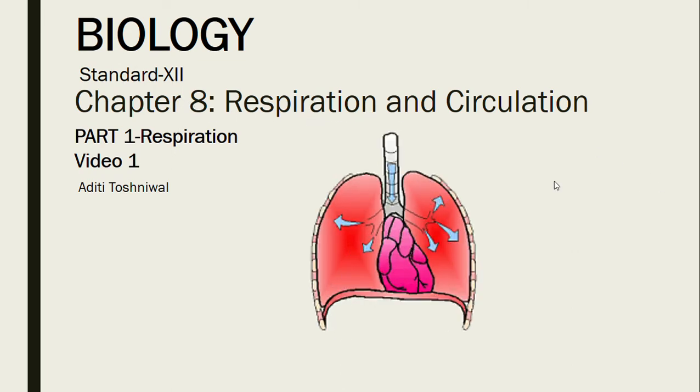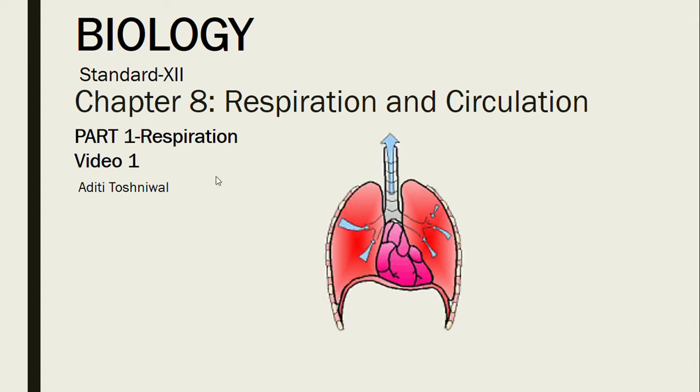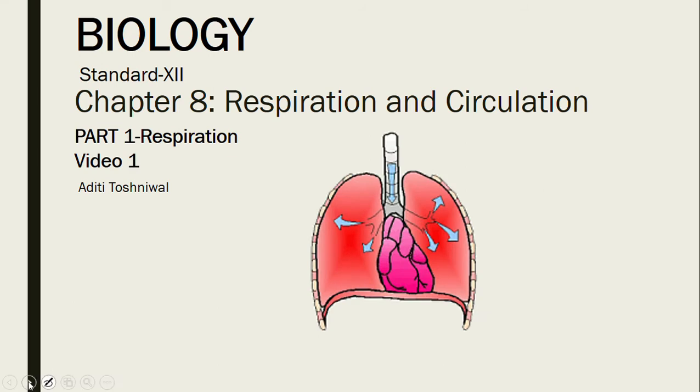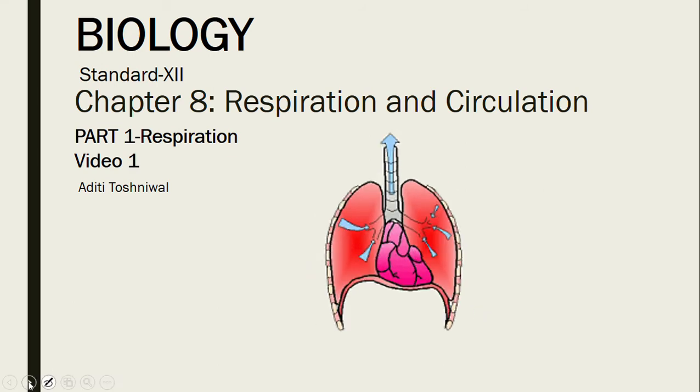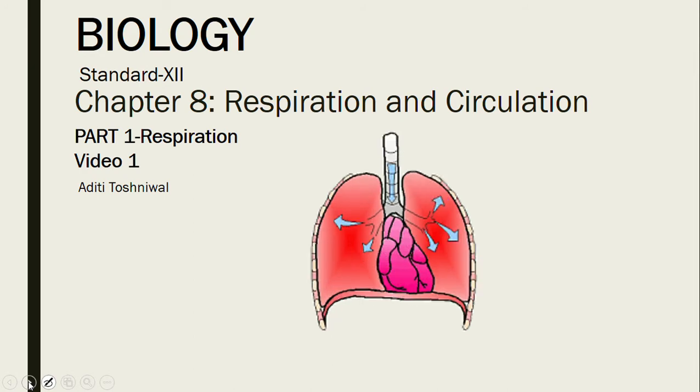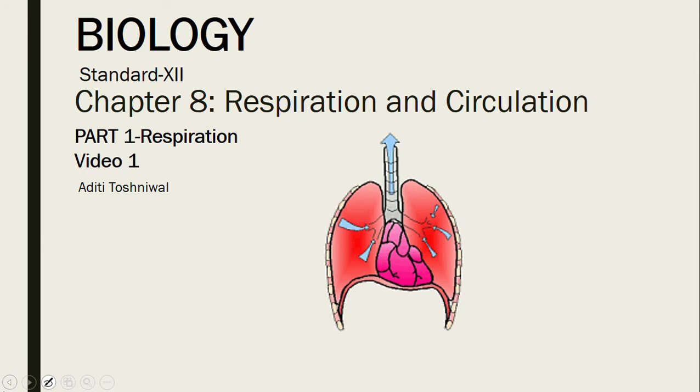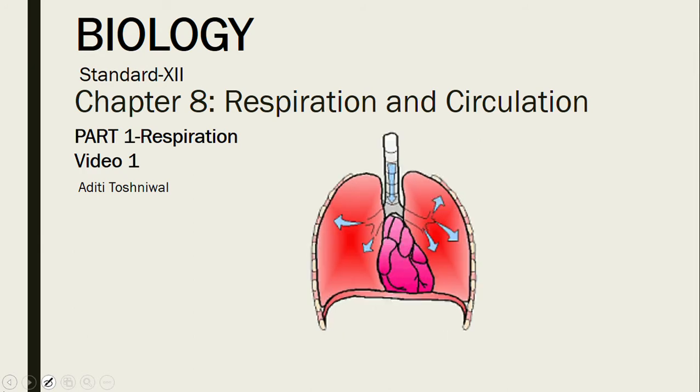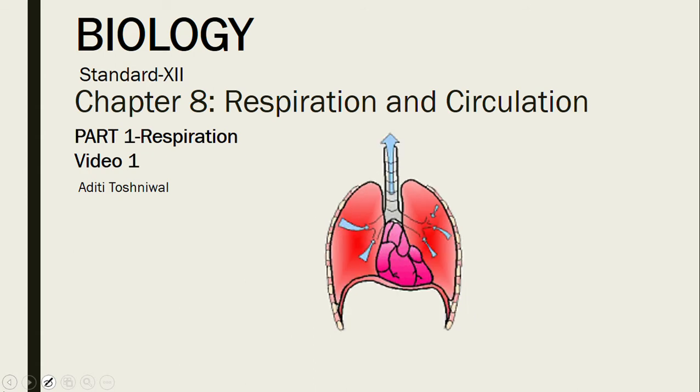Hello students, today we are going to deal with the chapter Respiration and Circulation. It is chapter number 8 in your 12th standard textbook. In 11th you have already studied about respiration, that was specifically cellular respiration, the aerobic and anaerobic respiration. Here we are going to study the physiology, morphology, and anatomy of respiration in animals.